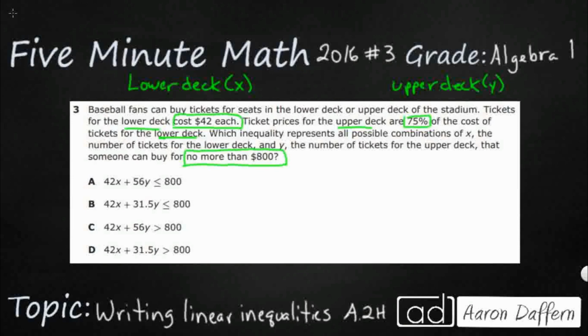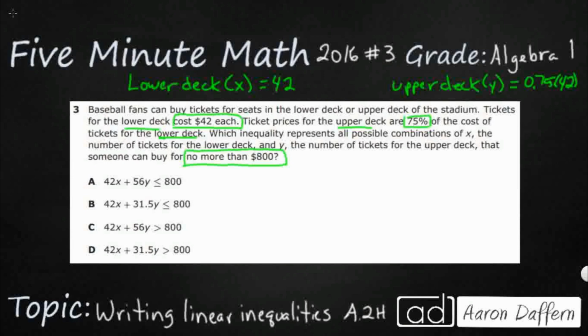So lower deck is 42. It's pretty simple. $42 each. And then we've got the upper deck is 75% of the lower deck. So there's my work I've got to do. I've got to do 0.75 times 42. I could change that into 3/4 if I want to. I can keep it as a percentage.